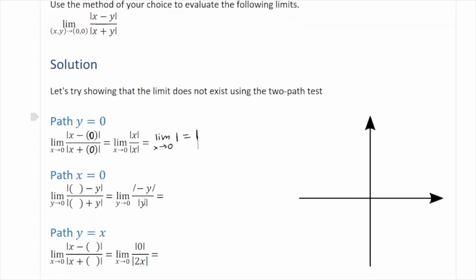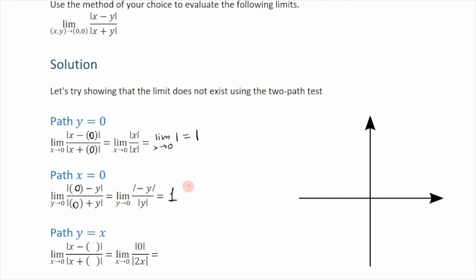Now let's try, oh my god, what happened here? Okay, I'll fix that. Okay, I tried another path where x is equal to 0. Here I plugged in 0 for x, and then I'm left with negative y divided by y. So then again, the absolute value of negative y is the same thing as the absolute value of y. So we again get 1.